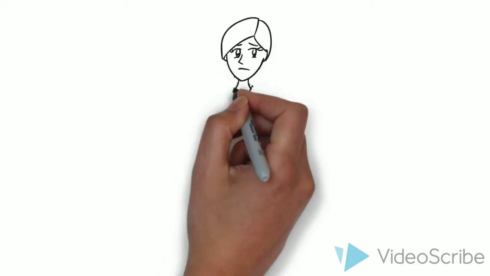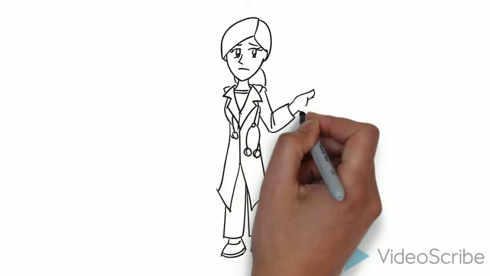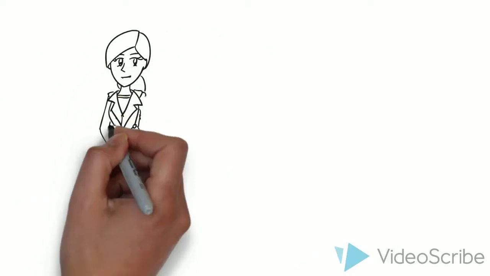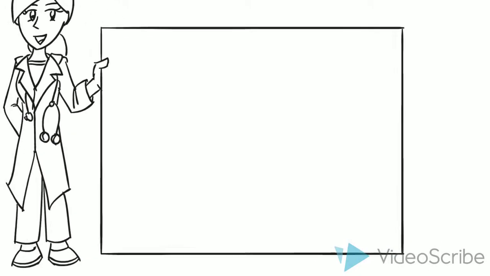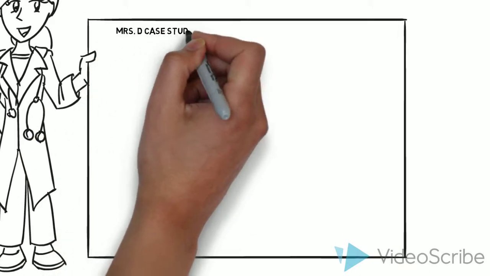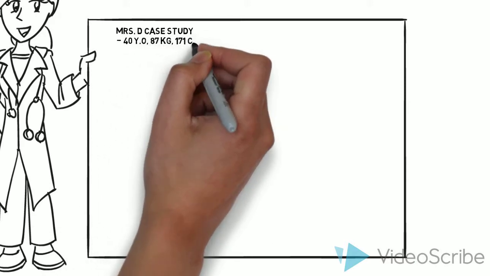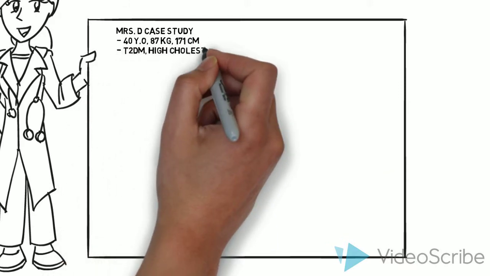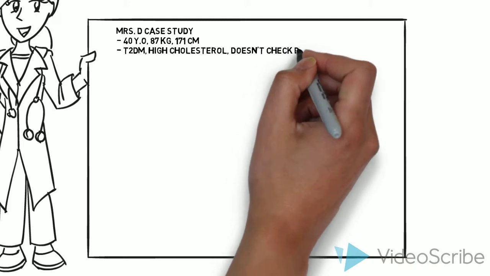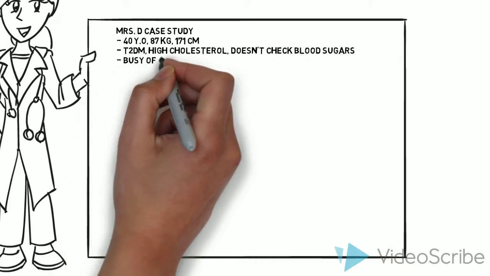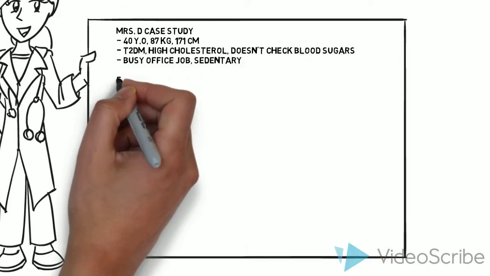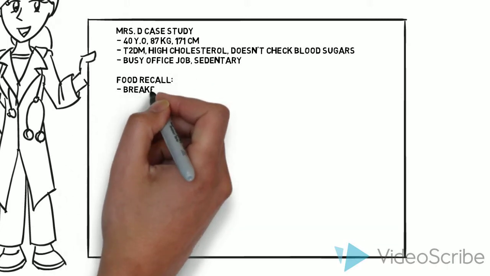As a new dietitian, you are wondering how to approach this case. Let's take a closer look at the case study. Miss D is 40 years old and she weighs 87 kilograms. She has type 2 diabetes, high cholesterol, and does not check her blood sugars. She works a busy office job and has a sedentary lifestyle.